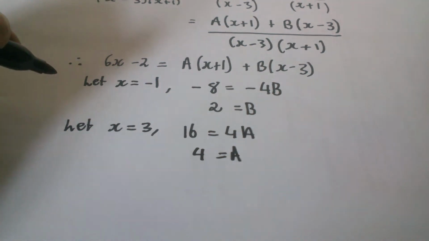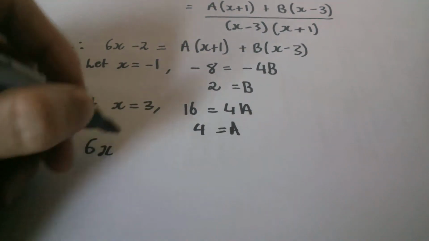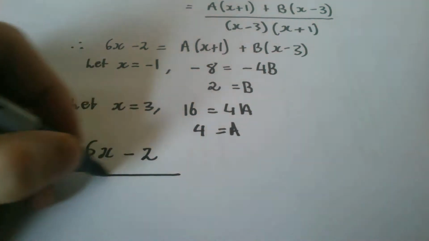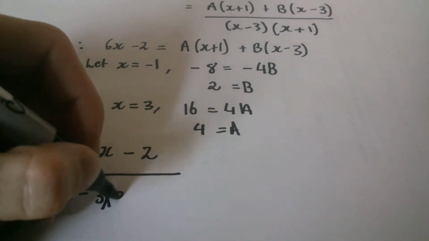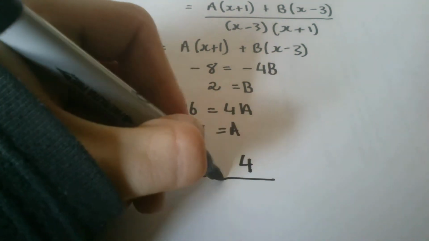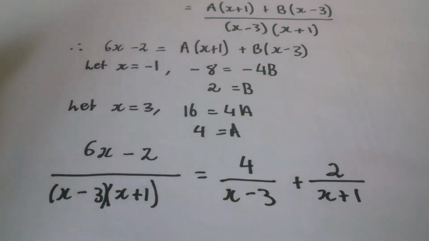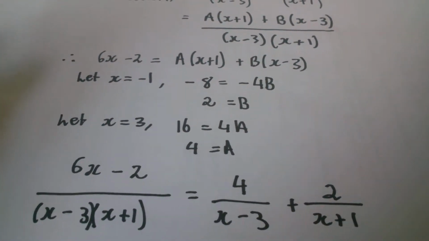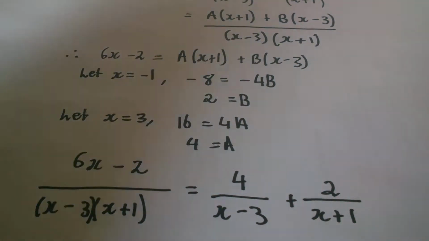That's basically the question solved, but the conclusion here would be that (6x minus 2) divided by (x minus 3)(x plus 1) equals 4 over x minus 3 plus 2 over x plus 1. So yeah, that's the question solved. Now this is a pretty trivial partial fractions question.